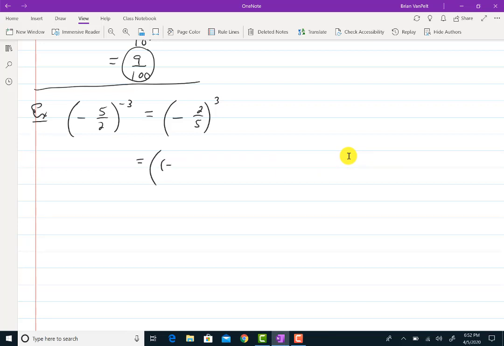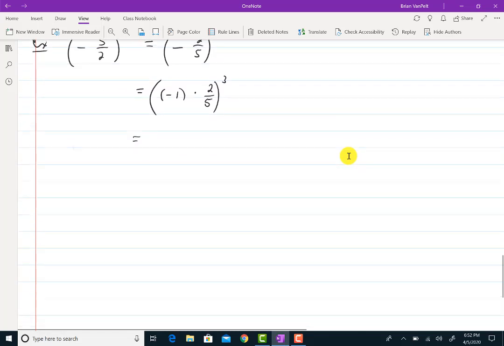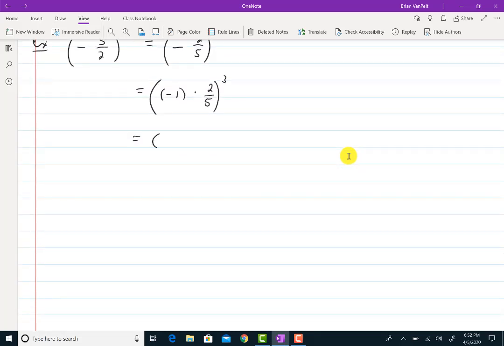I'm going to change that negative to a negative 1 times 2 over 5, and all that's raised to the 3rd power. So according to the rule we had last time, this is negative 1 to the 3rd, 2 to the 3rd, over 5 to the 3rd. Negative 1 to the 3rd is still negative 1 because the power is odd. 2 to the 3rd is 8. 5 to the 3rd is 125. And our final answer is just negative 8 over 125.